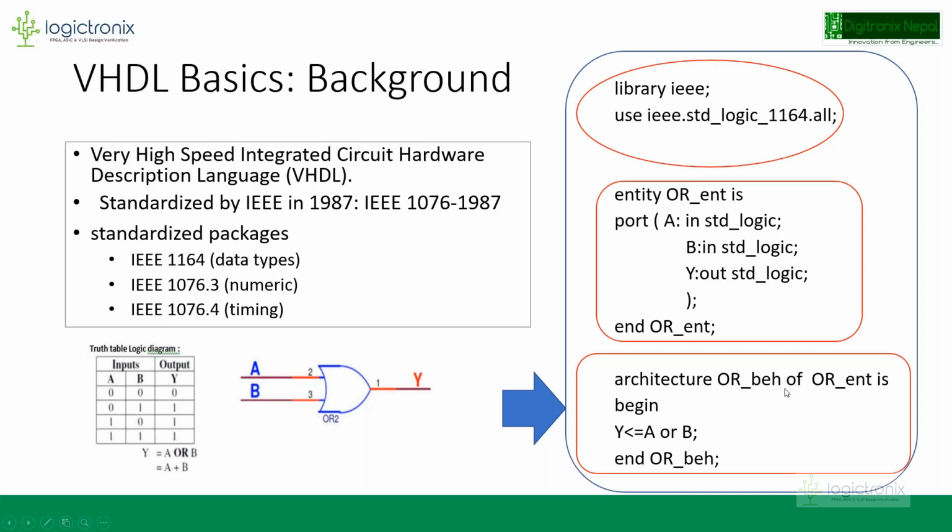The syntax is architecture, name, of entity name. Architecture begins, architecture ends, and between begin and end we have the main assignment. Here we can see y less than or equals to a or b. This is the very basic logic operation of OR in VHDL. So let's go to the next one.